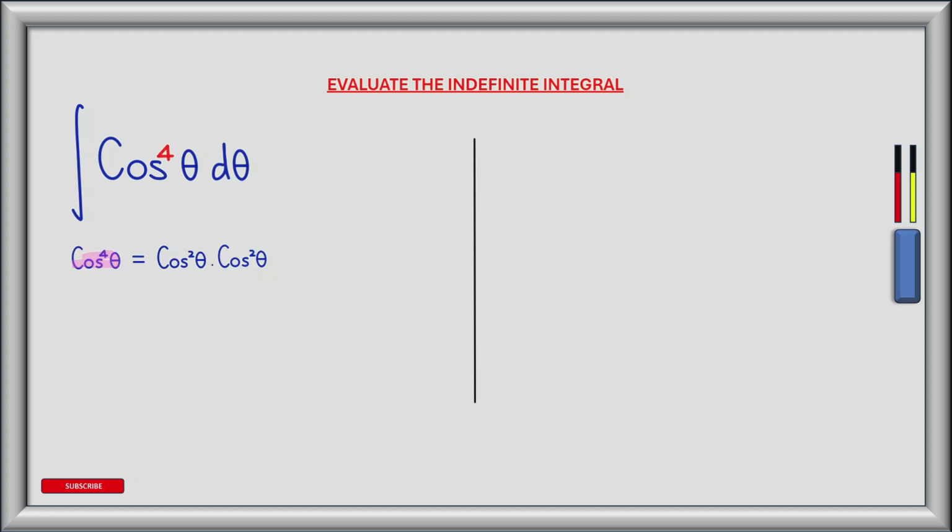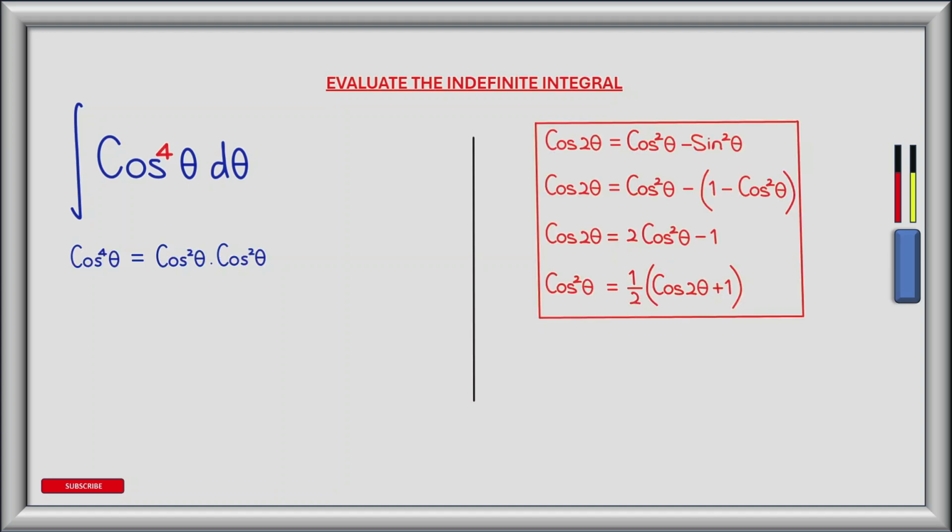cos⁴θ is equivalent to cos²θ multiplied by cos²θ. We can now use the double-angle trig identity of the cosine function to replace cos²θ. Using this trig identity, cos2θ equals cos²θ minus sin²θ. Using another trig identity where sin²θ plus cos²θ is equal to 1, we can replace sin²θ. We can replace it with 1 minus cos²θ.